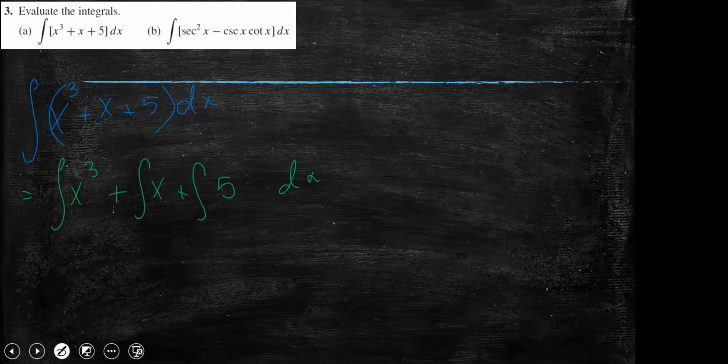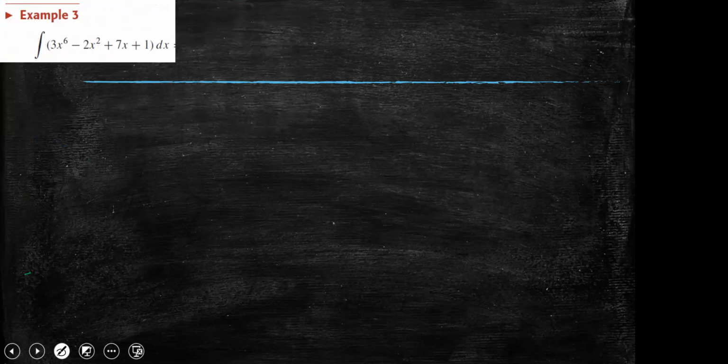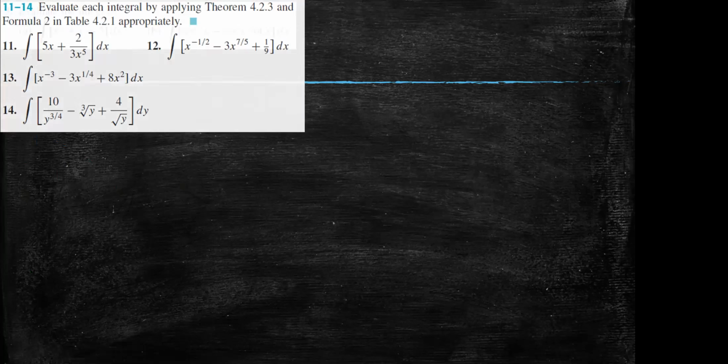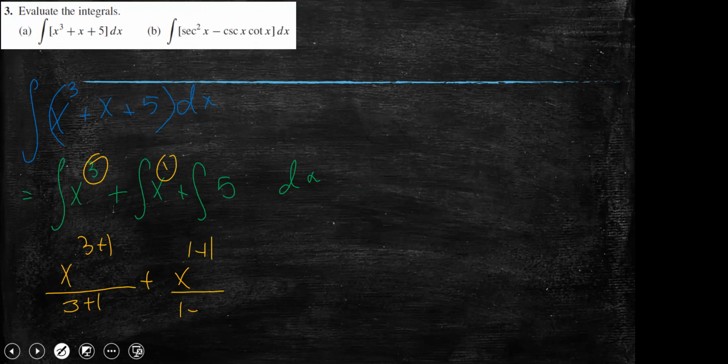Then, what is the integration of x cubed? What are the exponents here? The exponent here is 3. So we add 1 over the new exponent, 3 plus 1 over 3 plus 1. Plus x: here the exponent is 1, so we add 1 plus 1 over the new exponent, 1 plus 1.